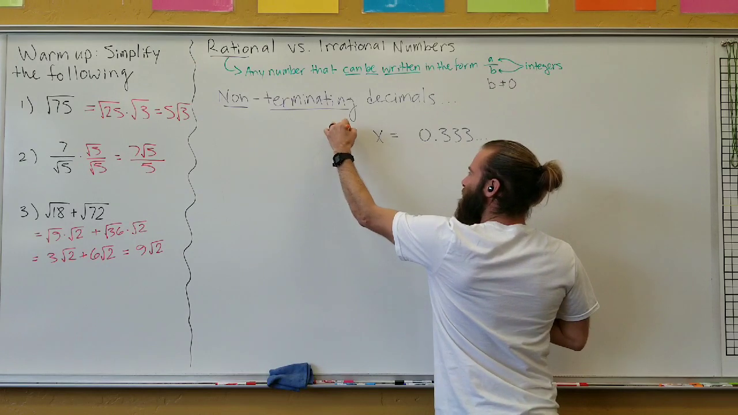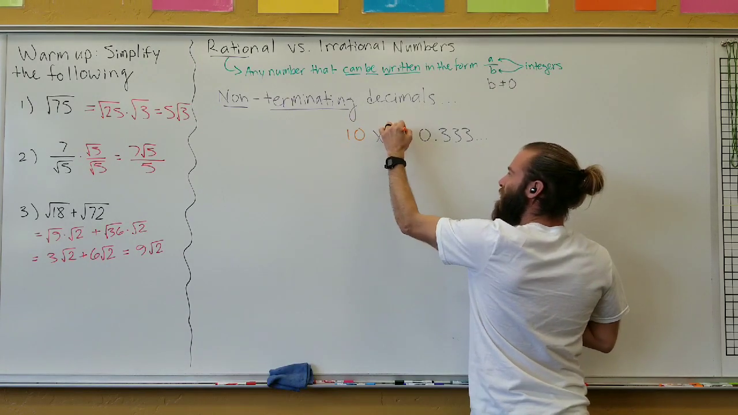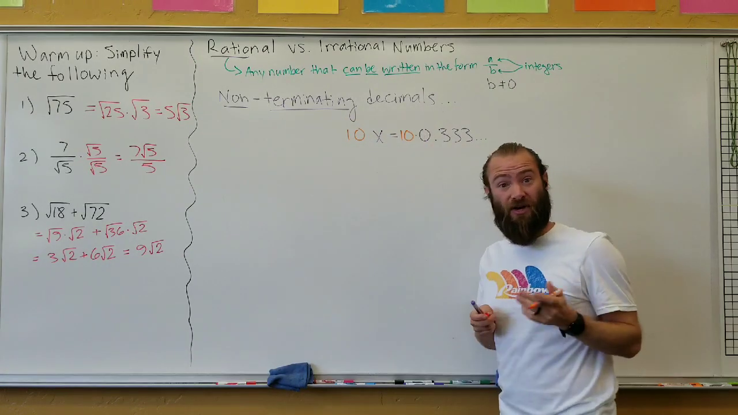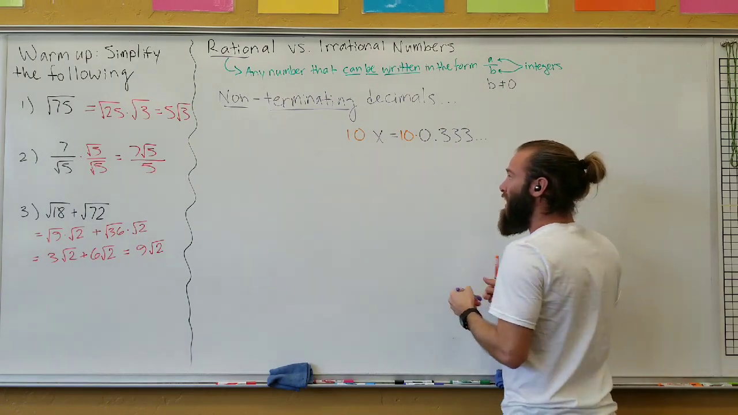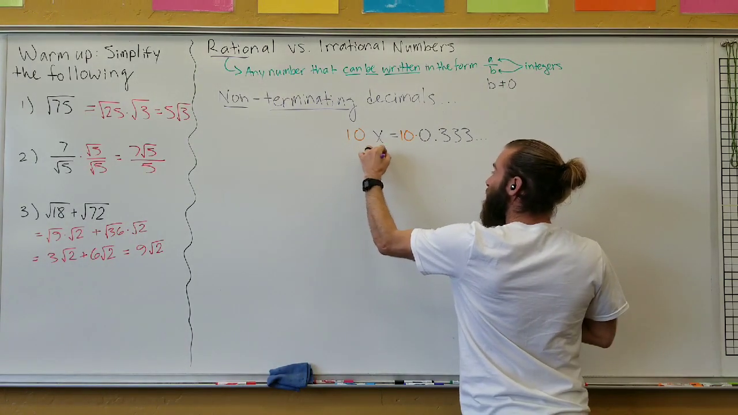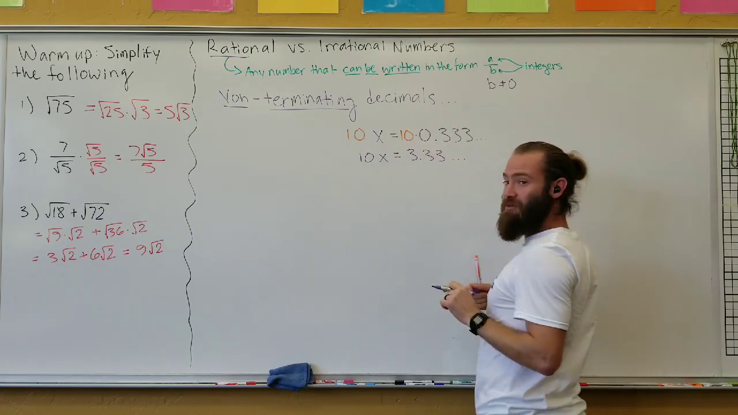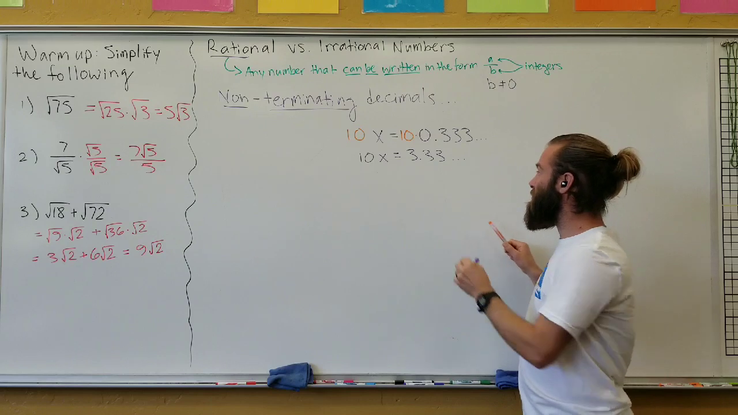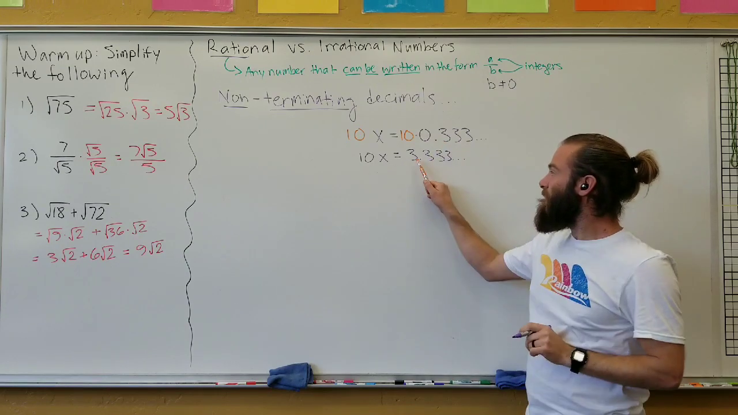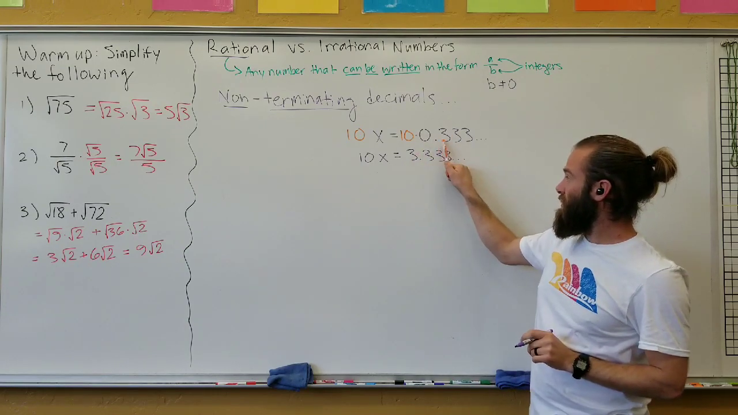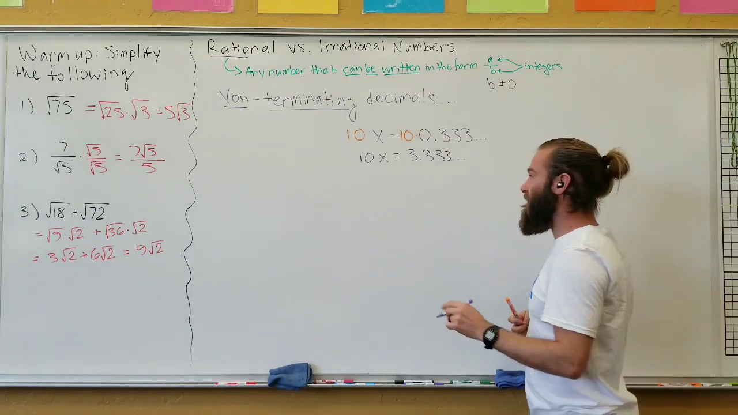Watch what I'm going to do here. It's going to be something kind of cool. I'm going to multiply by 10 here, but if I multiply by 10 there, I have to do it there, right? So what I have is 10x equals 3.33333 repeating forever. Does that make sense to you guys? I guess I'll just put another 3 there, right? Because the decimal just moves to there when I multiply by 10.